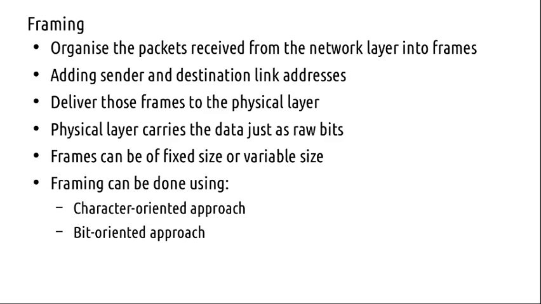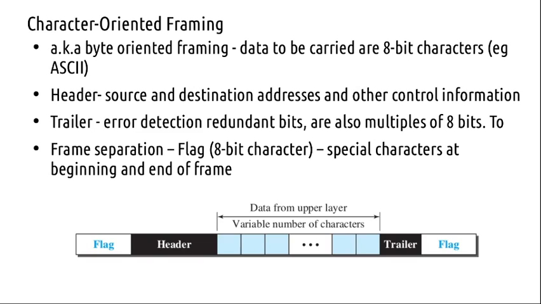Two approaches to do framing: the character oriented approach and the bit oriented approach. You may be aware of these two. The character oriented approach is also known as byte oriented framing. You will add bytes, specifically called flag bytes, at the beginning and end of the frame to indicate that this is a frame. Just before your header and after your trailer, you will add these flags. Now this flag will be an 8-bit character.